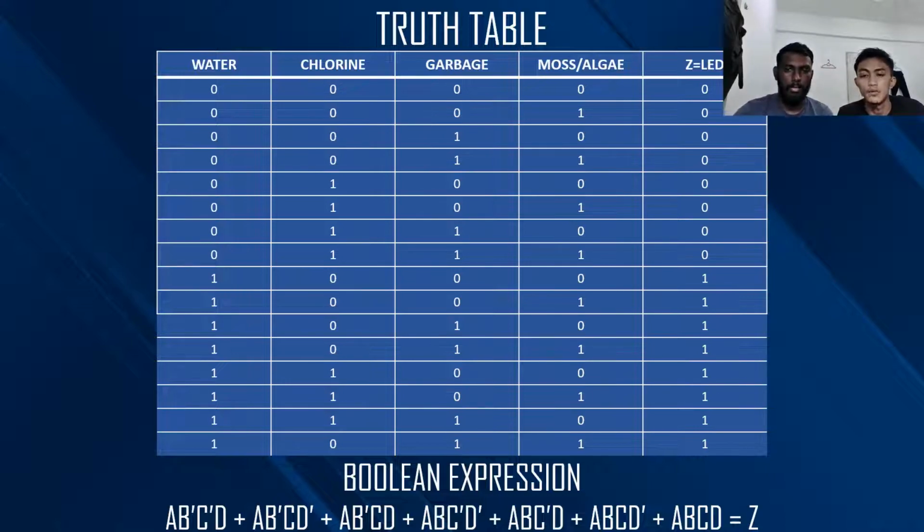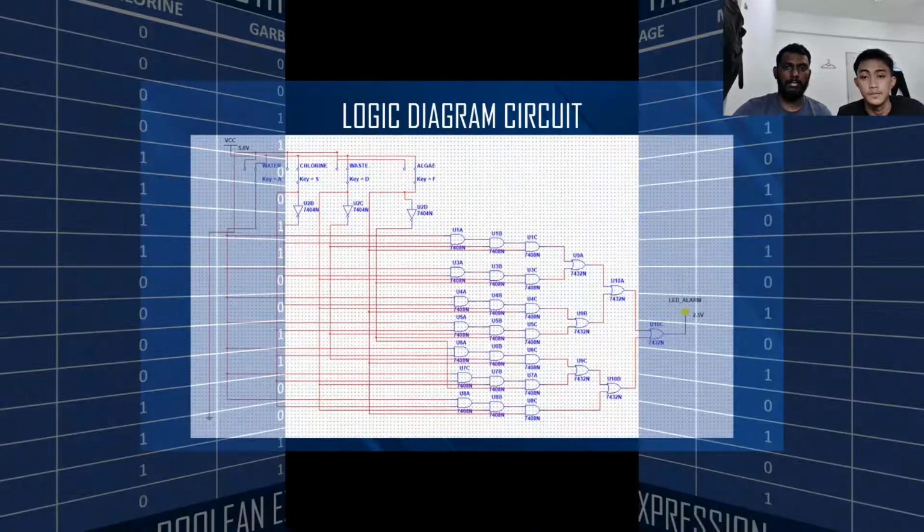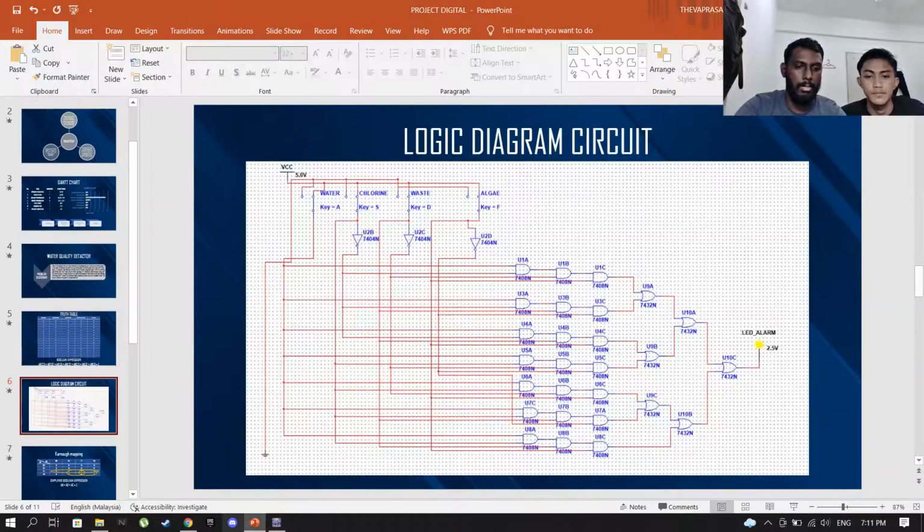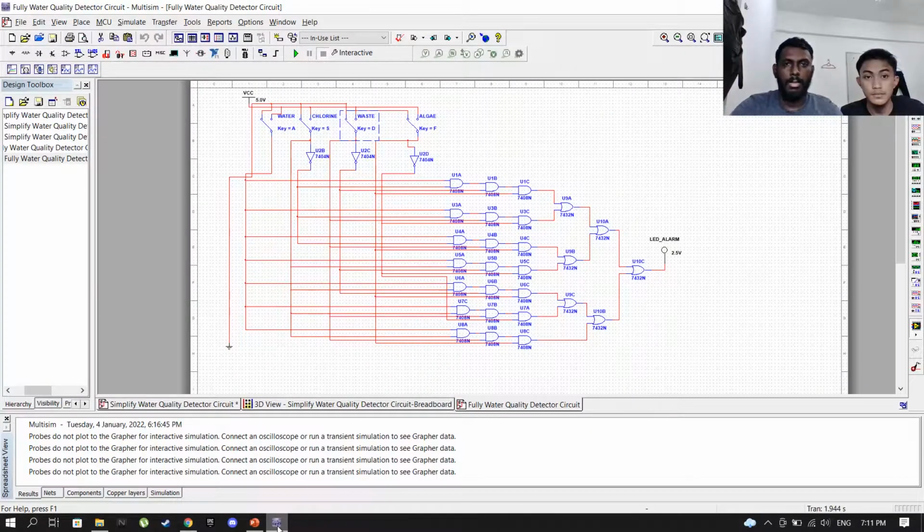Next, we go through the Multisim. So as we can see, this is our logic circuit. So now we will demonstrate how our logic circuit works. So this is our logic circuit. The water will always be high, which is 1.